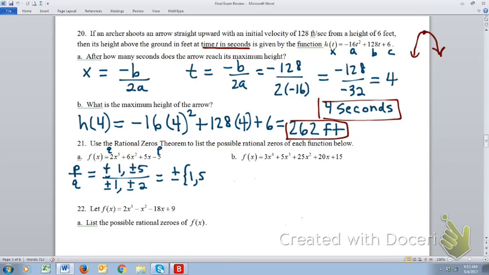So 1 over 2 is a half. And 5 over 2, that would give me my other zero. So there's 4 zeros, actually 8 here if you think of the positives and the negatives. So let's move on to B.